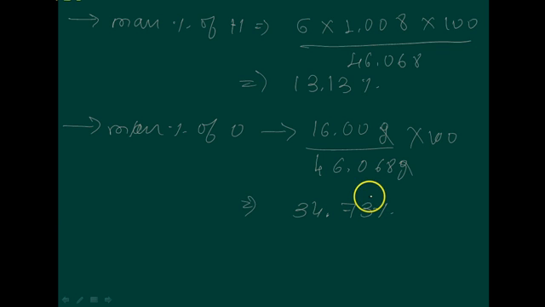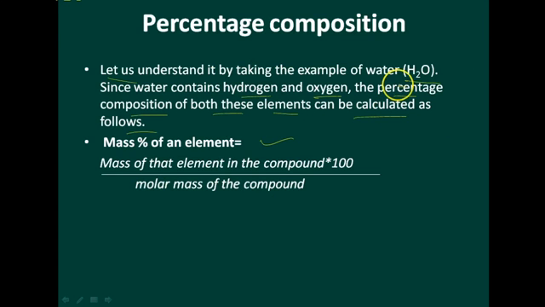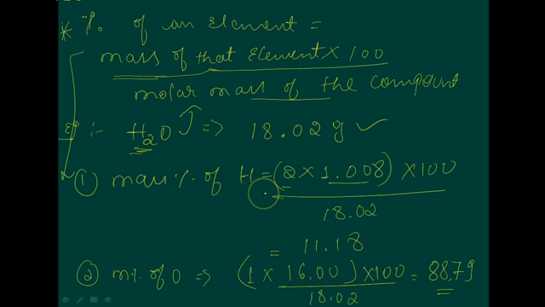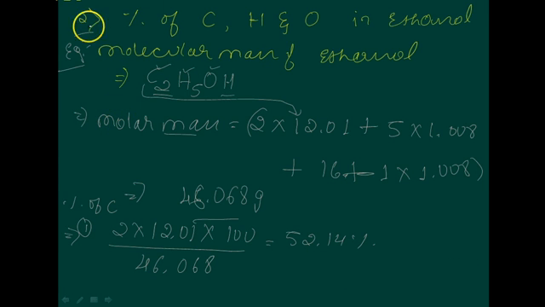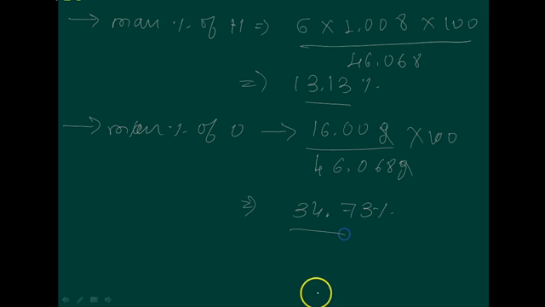By calculating this, you get 34.73 percent. So after understanding the calculation of mass percentage, let us now see what information can be obtained from the percentage composition data. Just remember this formula for the mass percentage of an element. Here is an example for water, and this is a second example, showing the mass percentage of carbon, of hydrogen, and of oxygen.